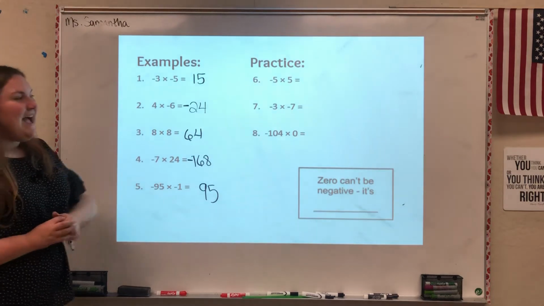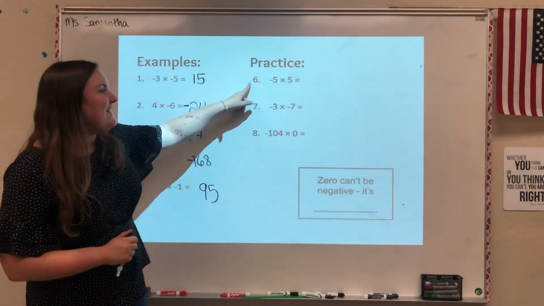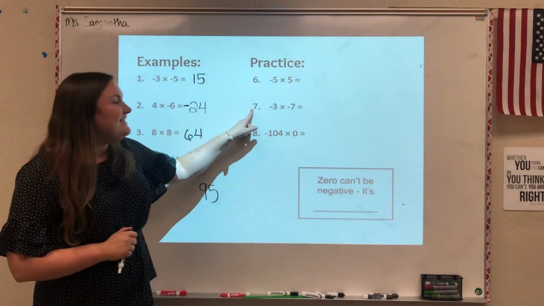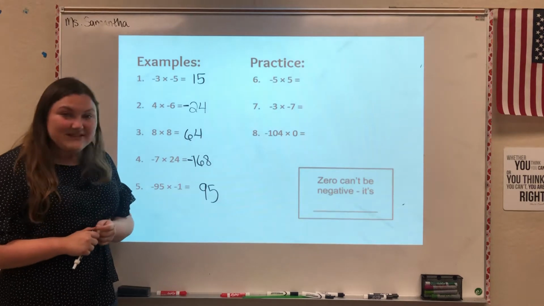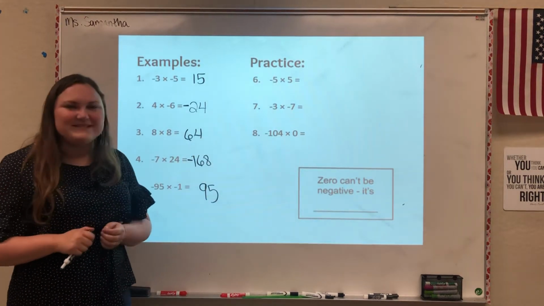All right. I'm going to go ahead and have you try these 3 practice problems. Go ahead and try number 6, negative 5 times 5. Number 7, negative 3 times negative 7. And then number 8, negative 104 times 0.